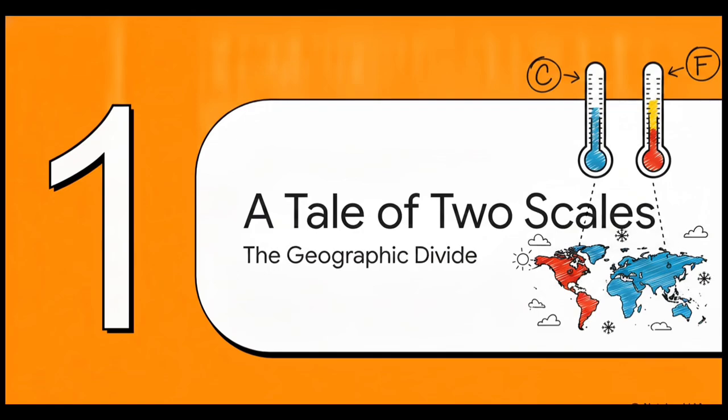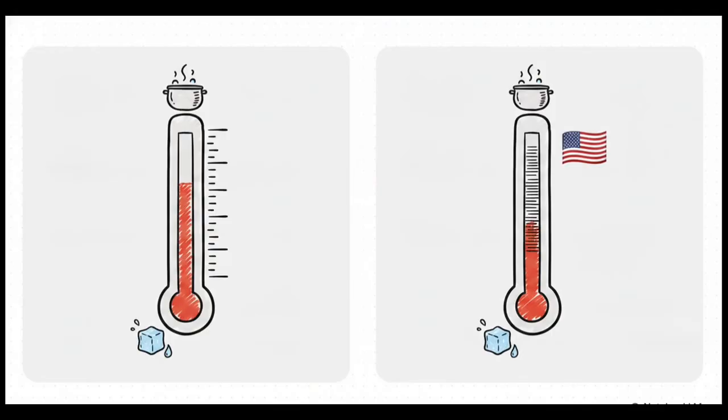All right, Section 1, A Tale of Two Scales and the Geographic Divide. You know, to really understand temperature, you have to realize that a thermometer is just a tool, but the numbers on it depend entirely on where you live. While the vast majority of the globe uses Celsius, the United States remains the primary champion of the Fahrenheit scale. Now, what's really fascinating here is the foundational mathematical difference between the two systems. Celsius is built on this perfectly clean round number. Water freezes at 0 degrees and boils at 100 degrees. Boom. It's exactly a 100-degree gap.